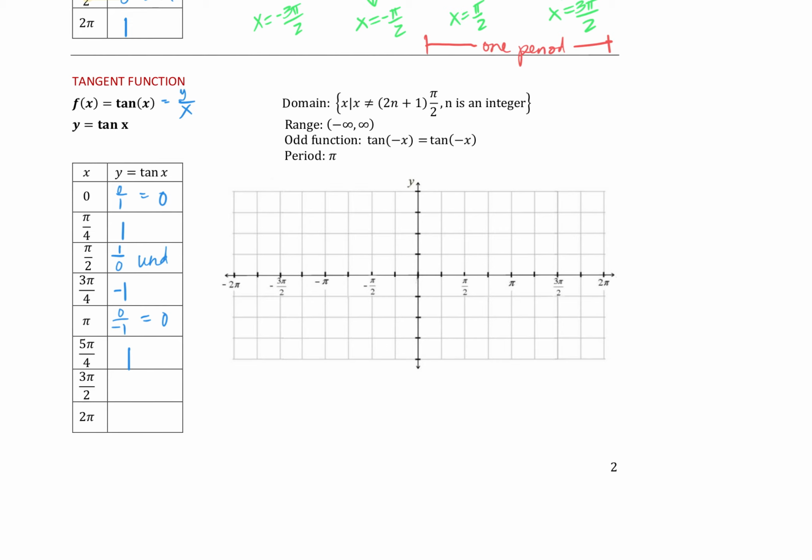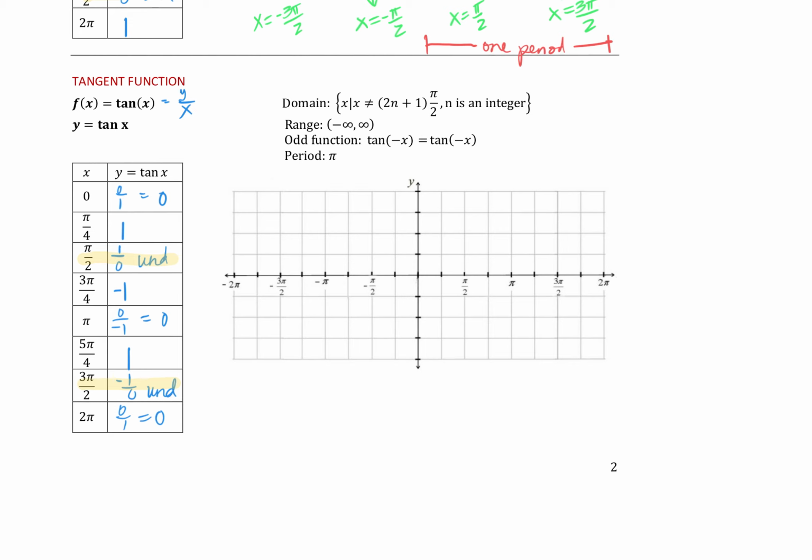At 3 pi over 2, the x value is 0, cosine is 0, so we're going to have negative 1 over 0, and it's undefined. And then at 2 pi, sine or y is 0, x is 1, so that's 0. Again, we'll look at where we have our asymptotes, and that would be at pi over 2. We have another one at 3 pi over 2.